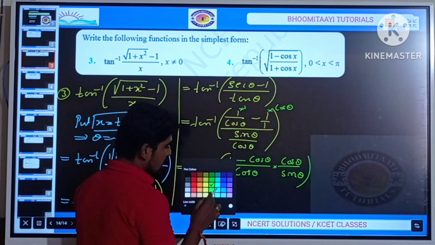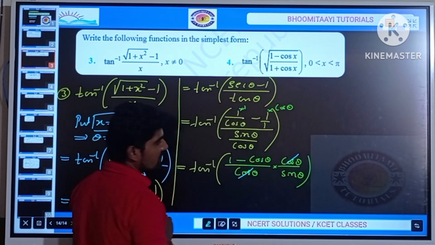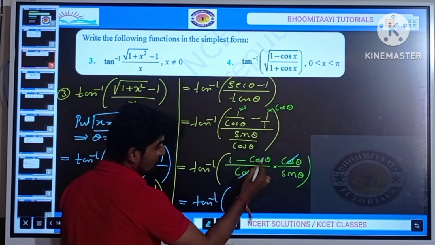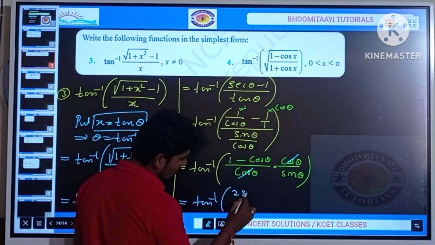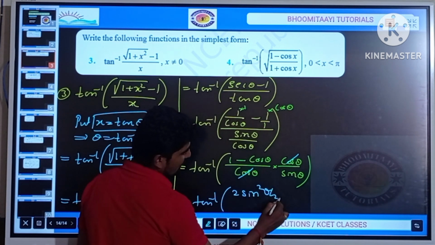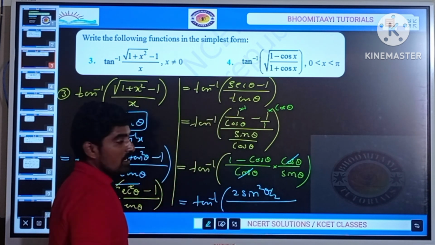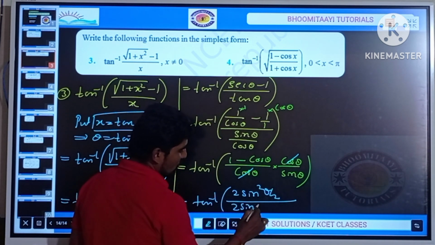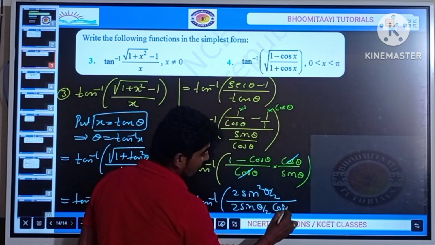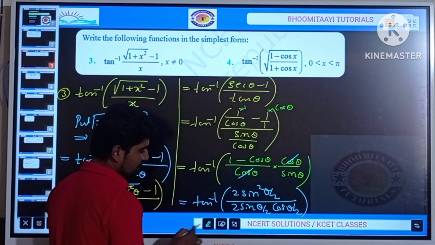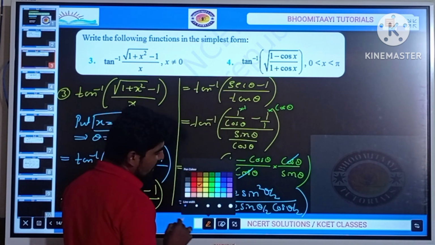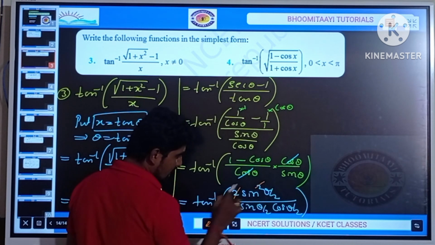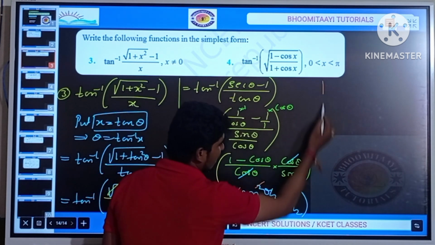Now cos theta gets cancelled, which is equal to tan inverse of... we know that 1 minus cos theta is 2 sin square theta by 2, divided by, and also we know the half angle formula for sin theta is 2 sin theta by 2 into cos theta by 2. Now observe here, 2 and 2 get cancelled, and sin theta by 2 and sin theta by 2 get cancelled.